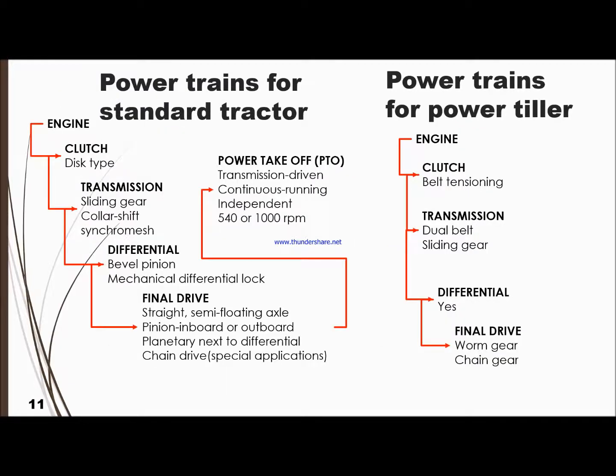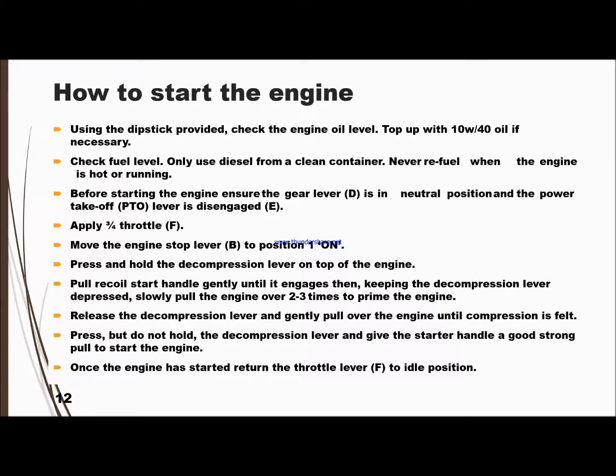The only difference between the standard powertrain for the tractor and the power tiller is the power take-off, or PTO. There is no PTO for a power tiller, whereas the standard tractor has a PTO rated for 540 or 1,000 RPM. This is the instruction on how to start the engine, and I want you to read through it before our practical exercise. Hopefully you will get some idea.